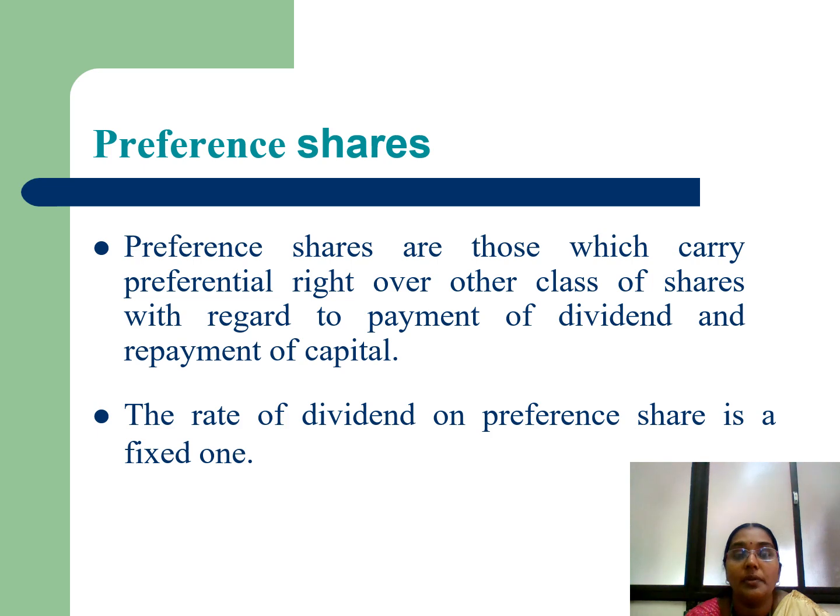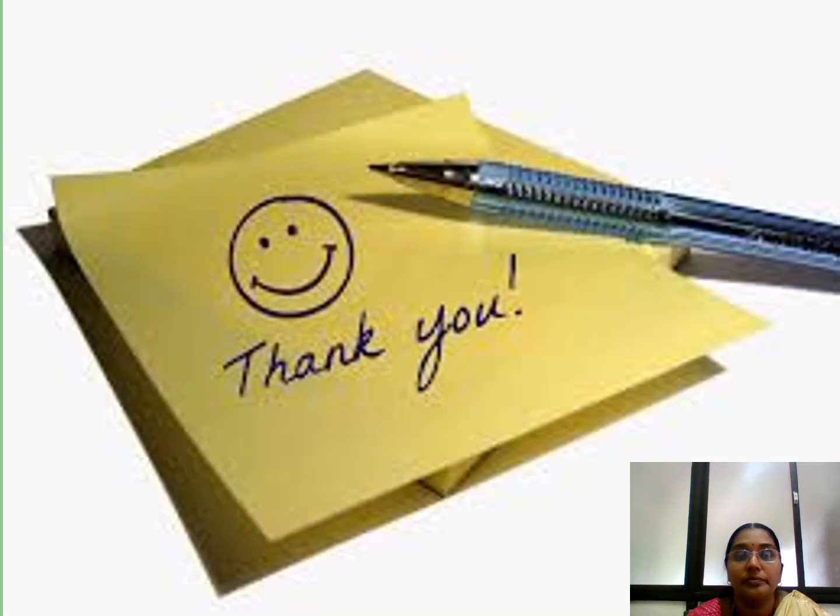Preference shares are those which carry a preference right over other shares with regard to the payment of dividends. Preference shares have a fixed rate of dividend. But equity shares are not fixed. Whatever amount is profit is divided equally among the equity shareholders. Any doubt, please ask me.